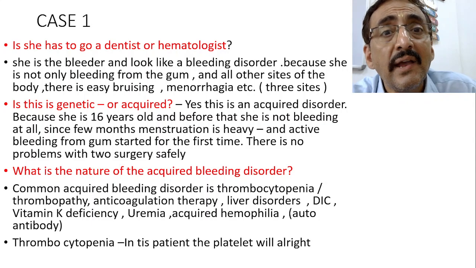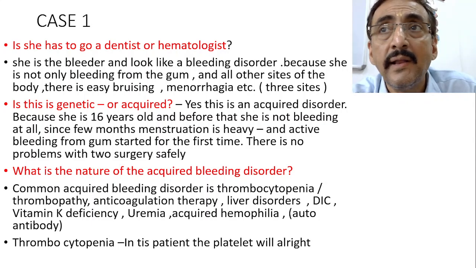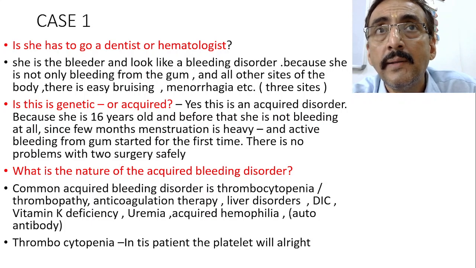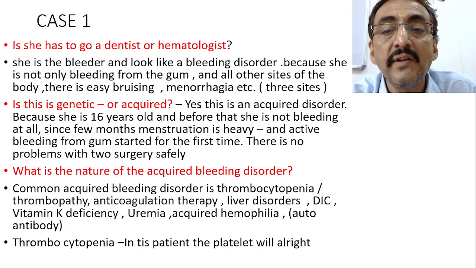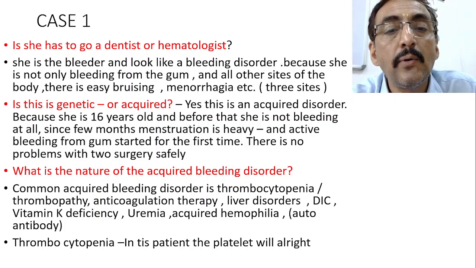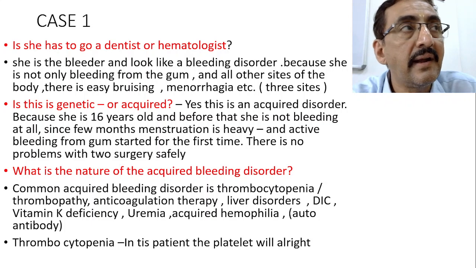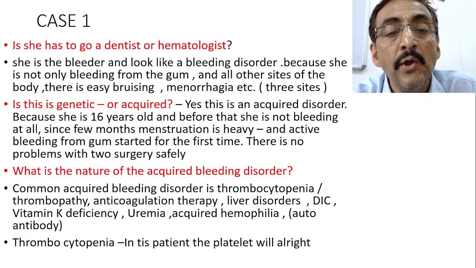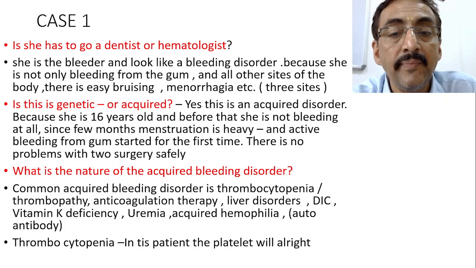Now, if this is an acquired cause of the bleeding disorder, platelets are normal and the extrinsic pathway is also normal. The problem is only with the intrinsic pathway, isn't it? So commonly acquired bleeding disorders are thrombocytopenia, thrombopathy or anticoagulation. Suppose she is undergoing any anticoagulation therapy, or suffering from liver disorder, DIC-like condition, vitamin K deficiency, uremia, or acquired hemophilia or any autoantibodies, etc.